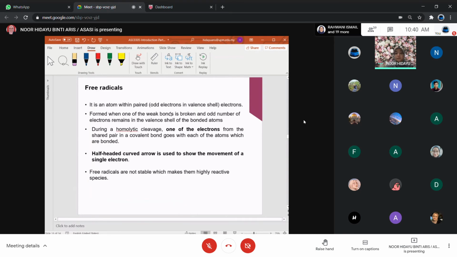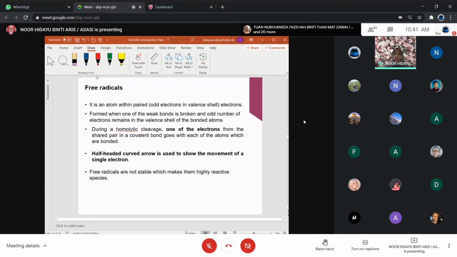Okay. So free radicals, it is an atom with unpaired or odd electron in valence shell electrons. So form when one of the weak bond is broken and odd number of electrons remain in the valence shell of the bonded atom. During homolytic cleavage, one of the electrons from the shared pair in a covalent bond goes with each of the atoms which are bonded.